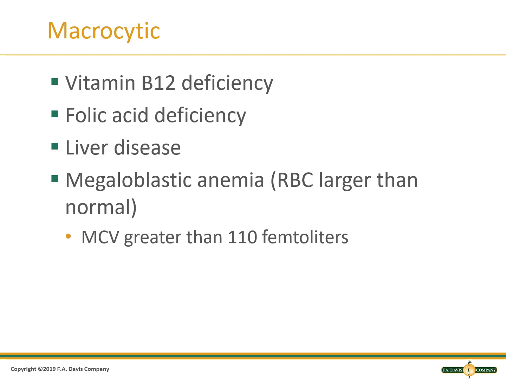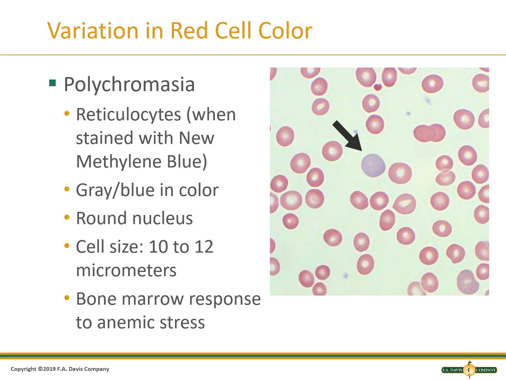When it comes to seeing macrocytes or macrocytic peripheral smears, some instances that can cause the red blood cells to be larger than normal are a vitamin B12 deficiency, a folic acid deficiency. Liver disease can affect this, as well as any type of megaloblastic anemia. And typically with the red blood cells being larger, your MCV with megaloblastic anemia is going to be greater than 110 femtoliters.